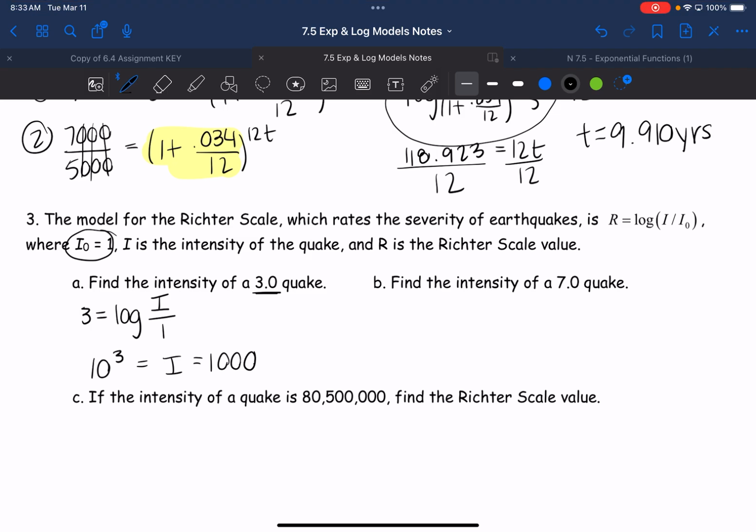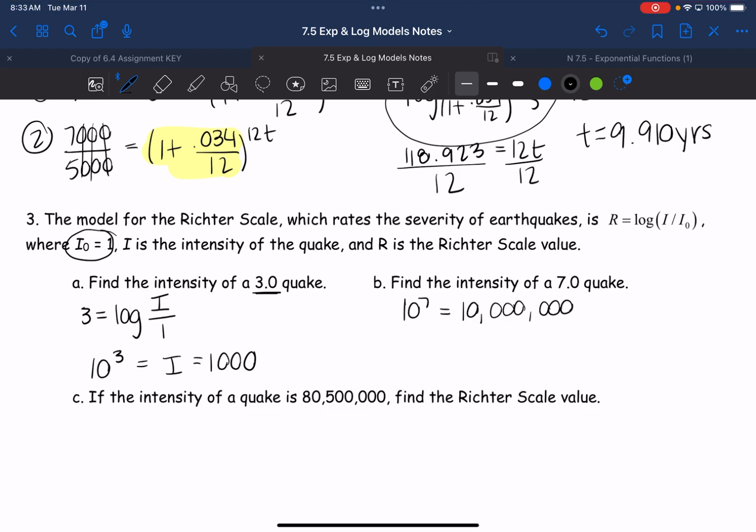All right. Part B says do the exact same thing, but for an intensity of 7.0. So instead of 3.0, it's 7.0. So I should set it up the same way, right? So what's going to be the intensity for this one? I'm trying to count my zeros. Yeah, that's right. So we'd have 10 to the 7th when we rewrite. Did I have the right number of zeros? 1, 2, 3. 1, 2, 3. Okay. All right.